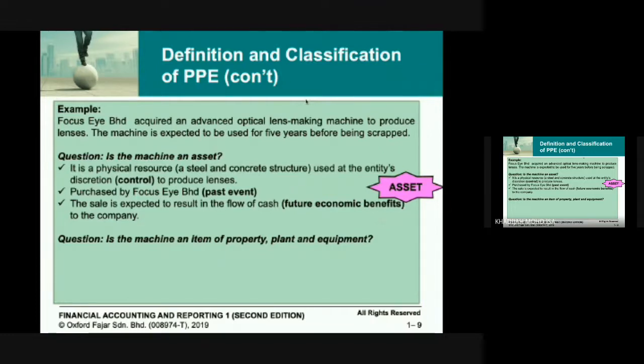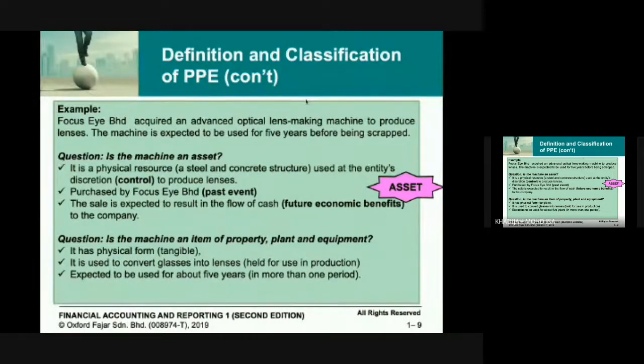But the other question is, does that machine fulfill the definition of a PPE? It has a physical form, right? And it is used to convert glasses into lenses. So it helps for use in production, and is expected to be used for more than one year, for more than one period. In this case, you are expected to use it for 5 years. So because of that, it fulfills the definition of a PPE. So the first question is whether it is an asset, and if it's an asset, is it a PPE?